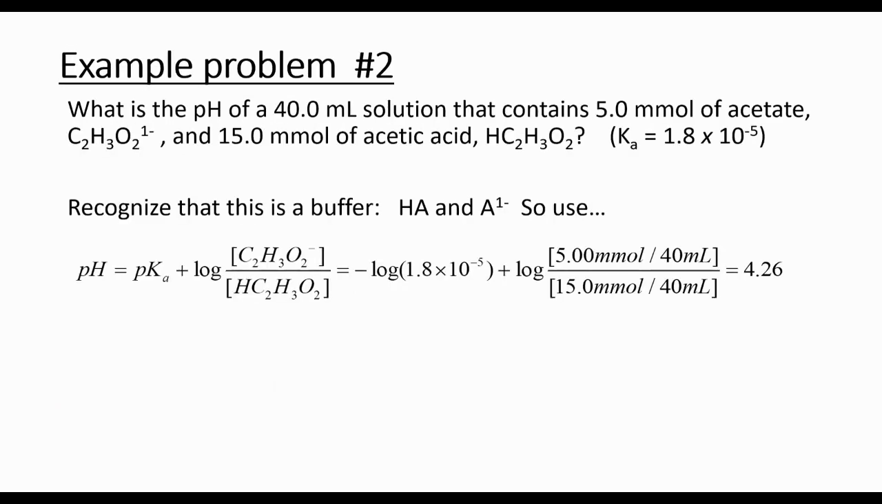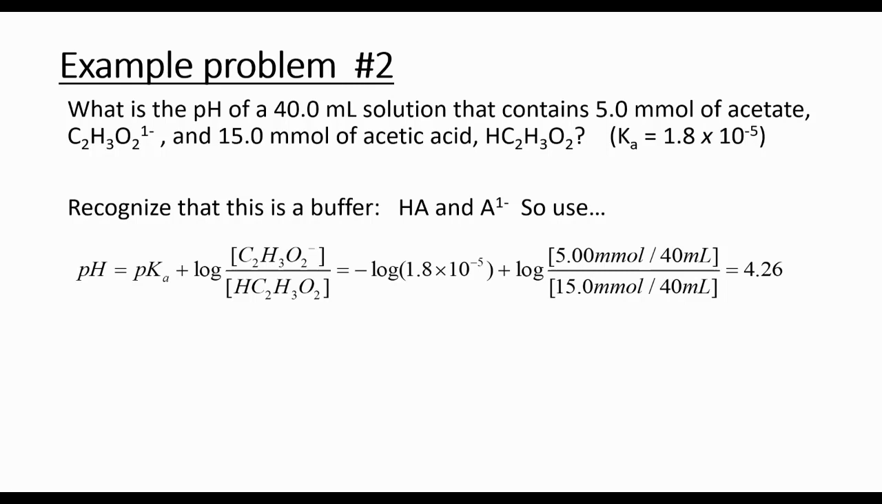Example problem number 2, I thought you should see the buffer. Say you want the pH of 40 mL of a solution with 5 millimoles of acetate and 15 millimoles of acetic acid, and there's the Ka. You know you've got a buffer because here you're given both things. Since you have both, use the Henderson-Hasselbalch equation: pH equals pKa plus the log of the ratio of base to acid.